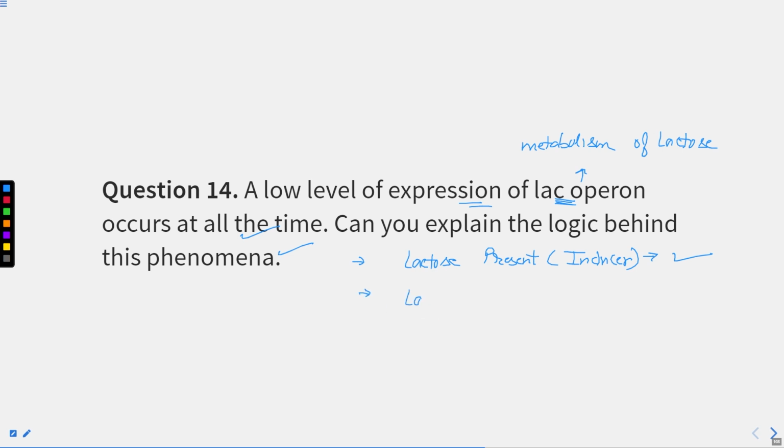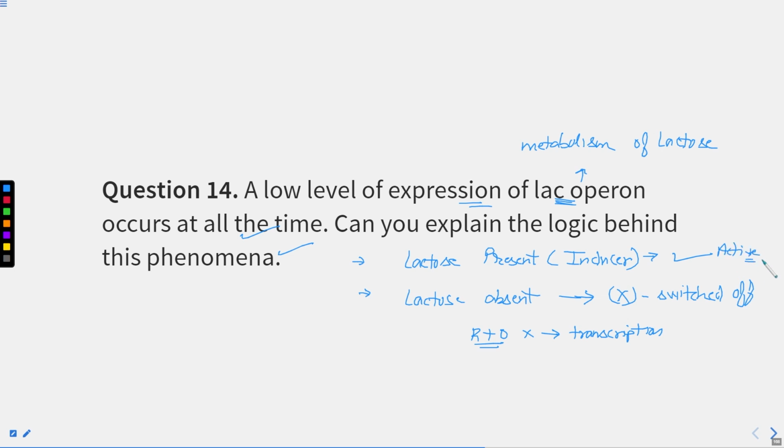Then when the lactose is absent, you already know the repressor molecule can bind to the operator, forming the repressor-operator complex, which inhibits the transcription of the structural genes, and then translation is also inhibited. So when lactose is absent, the lac operon is switched off, or it is not active. Here the lac operon is active.